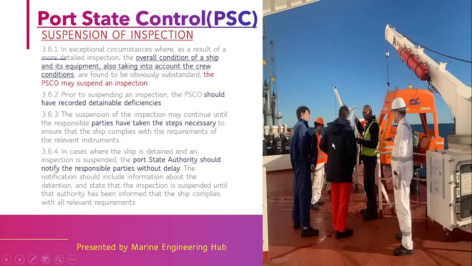So if a PSC officer comes on board, he can suspend the inspection if he finds certain clear grounds which clearly indicate that the ship can be detained. So if in an examination they ask you what you mean by suspension of inspection, it means that the overall condition of the ship, equipment and the crew are such that the ship appears to be substandard, and therefore the PSC officer suspends the inspection.